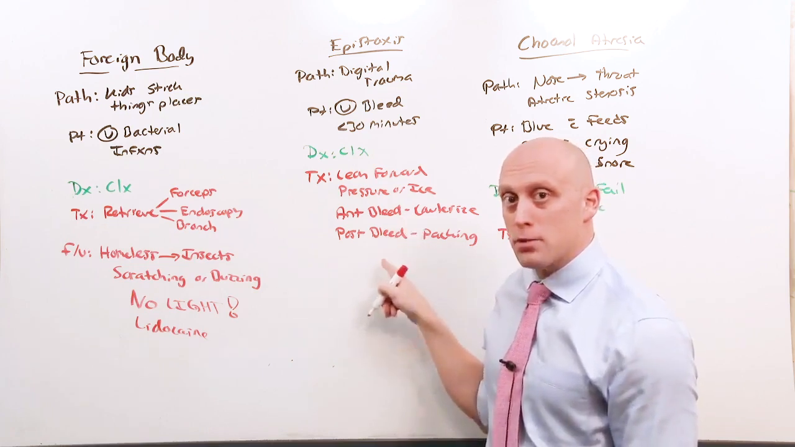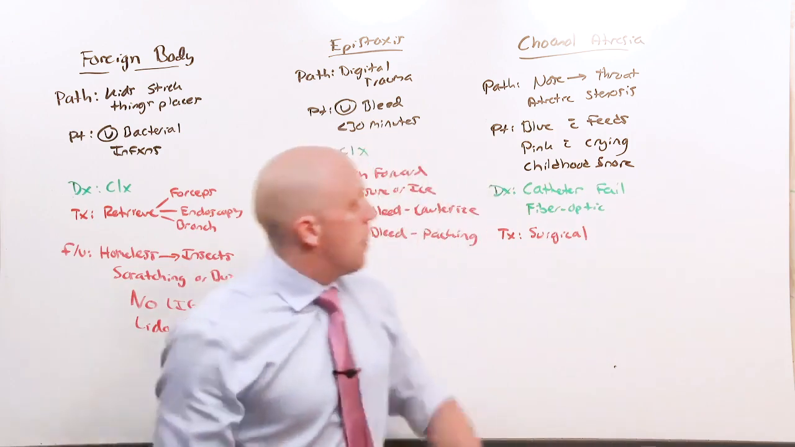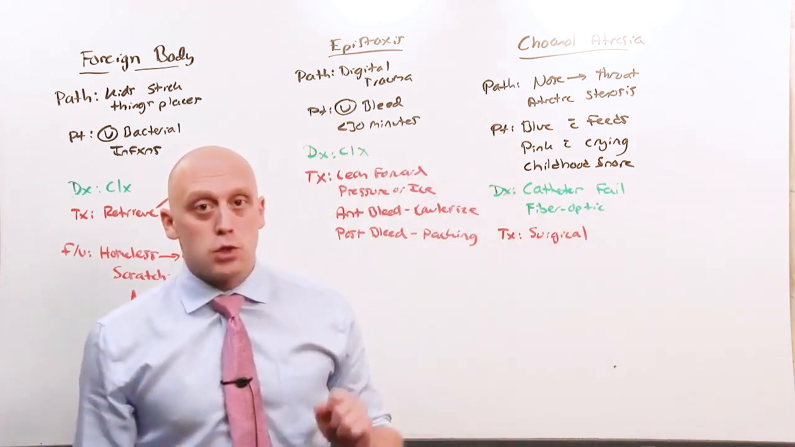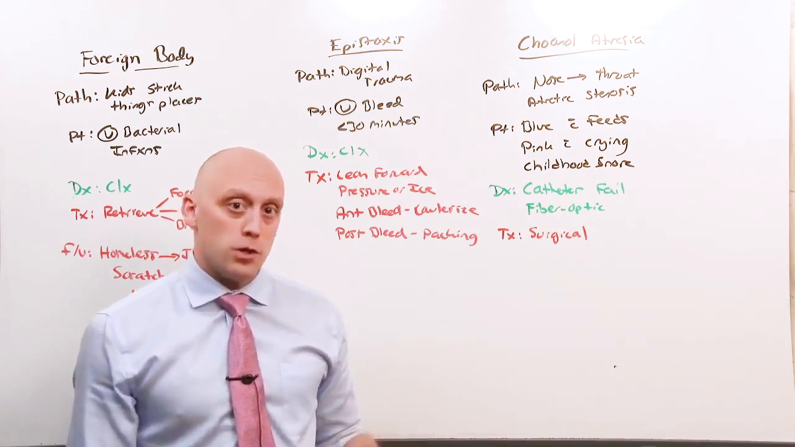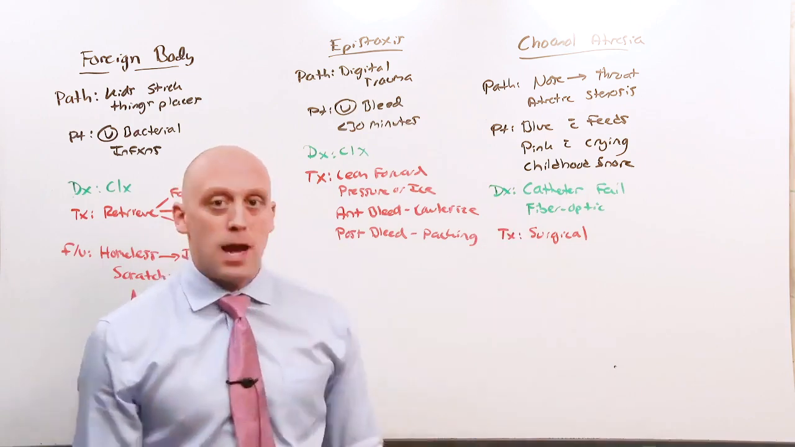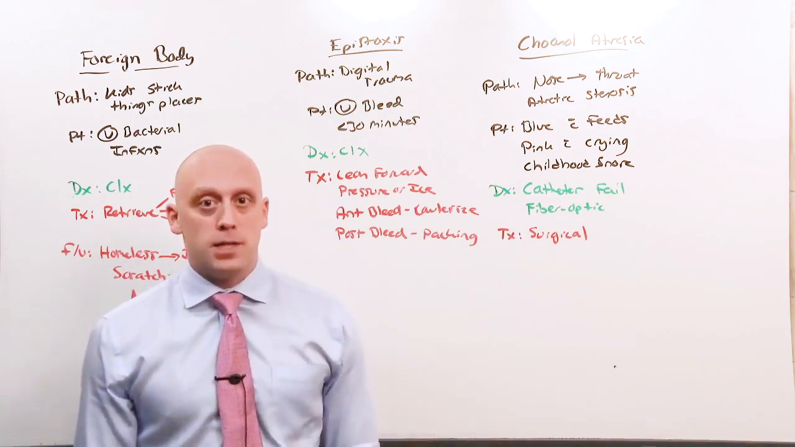Posterior bleeds need packing plus prophylactic antibiotics. And then choanal atresia is going to be the snoring baby who pinks up when they cry but turns blue when they feed, and a catheter fails to pass. That is PEDS ENT.